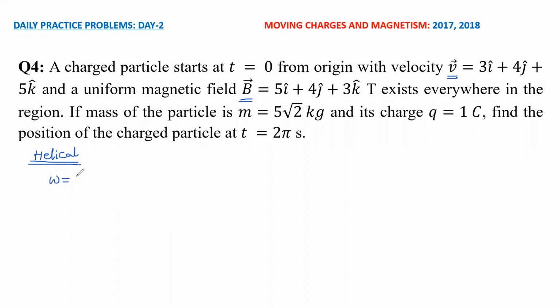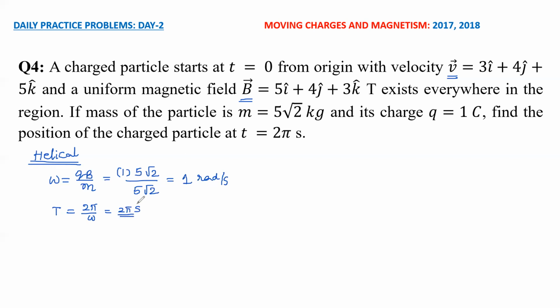The angular speed in that helical path, we know, is qB by m. In this case, the charge is 1 coulomb, the magnetic field has a magnitude of 5 root 2, and mass is also given to be 5 root 2. So the angular speed is 1 radian per second. And now the time period in such case will be 2 pi by omega, which is 2 pi seconds.